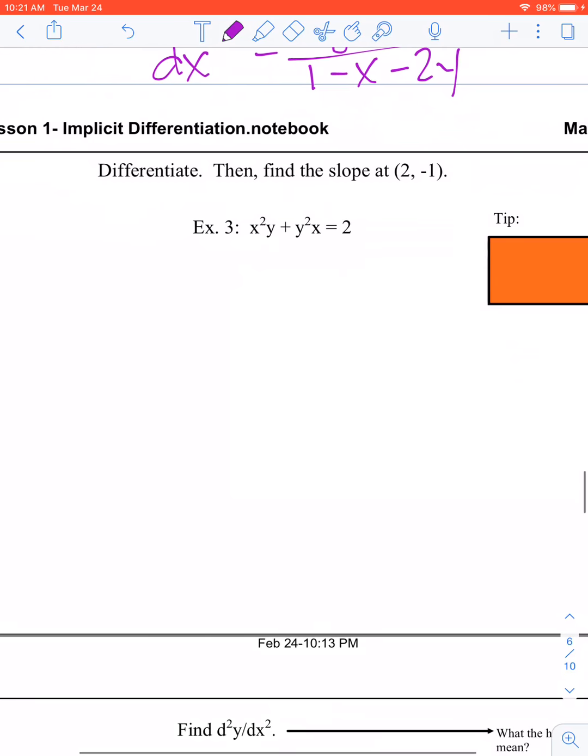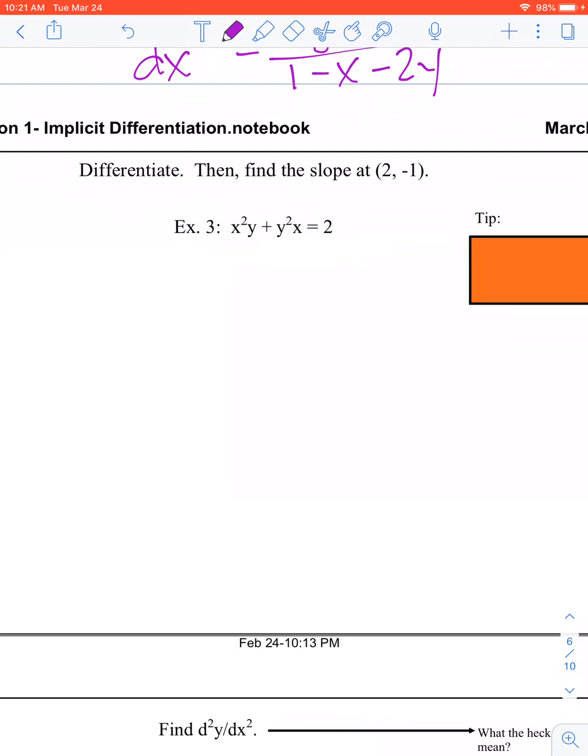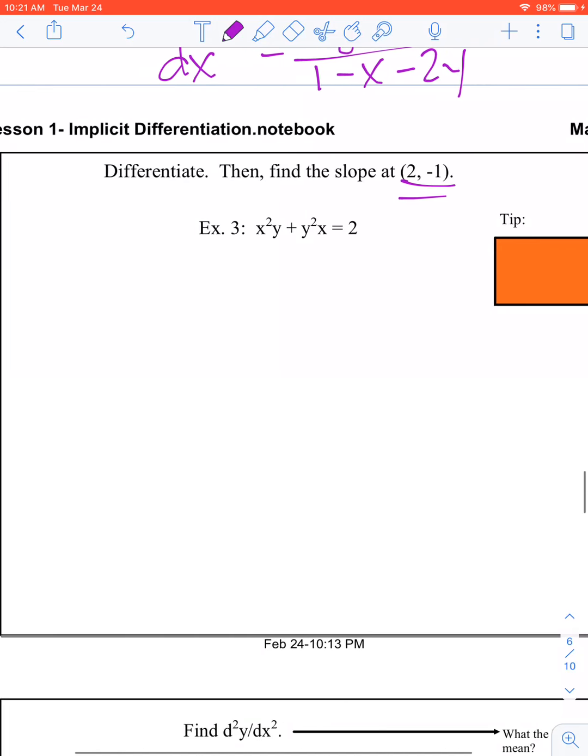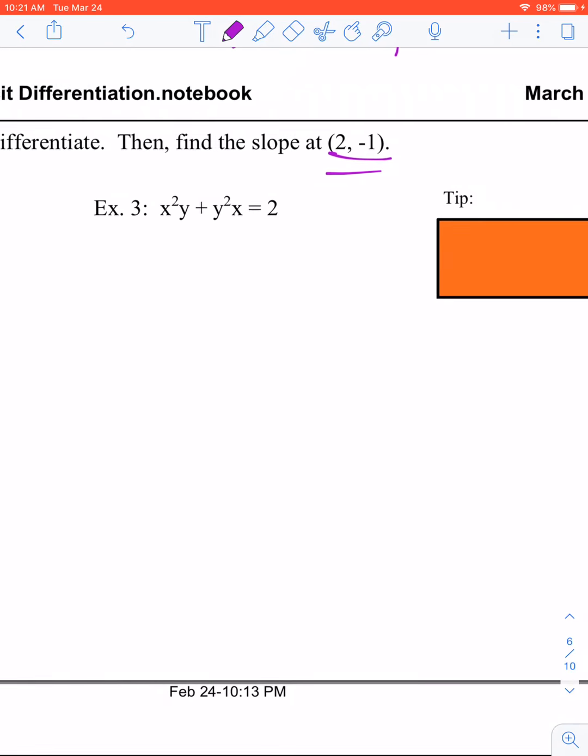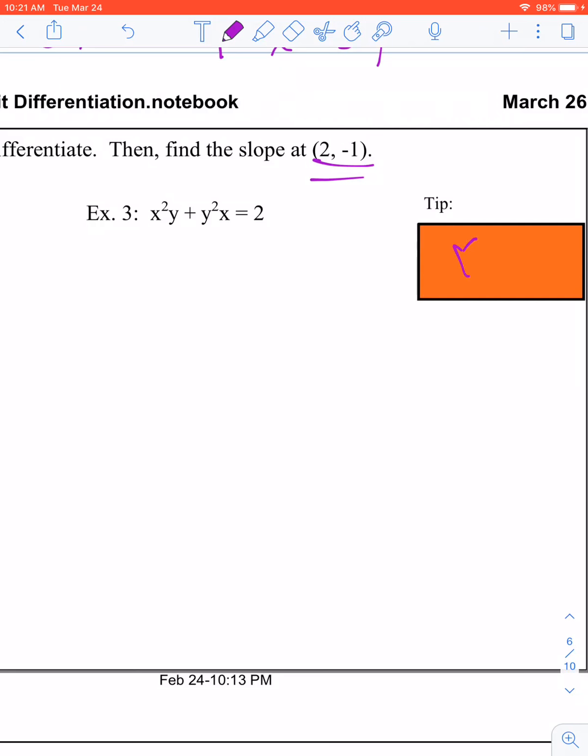All right, next, example 3. We have to differentiate, but then they want to know what the specific slope is. All right, friends, what do you think my tip is going to say? Yep, when I see the x squared y, or when I see the y squared x, both of those terms are going to require product rule in order for me to differentiate. All right, so let's do some scratch work.